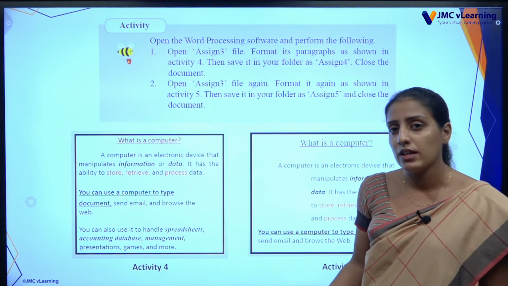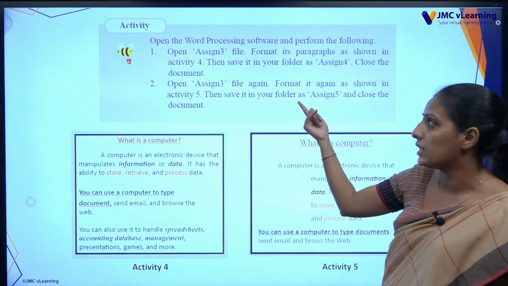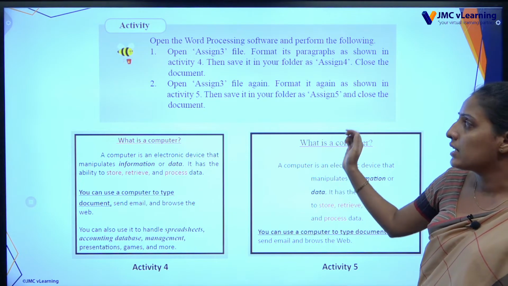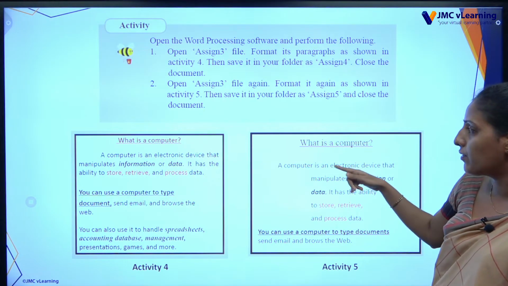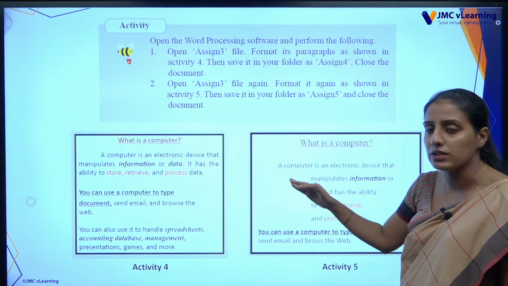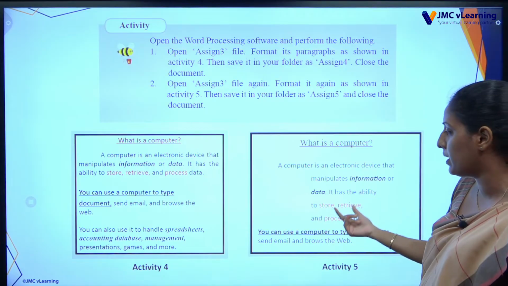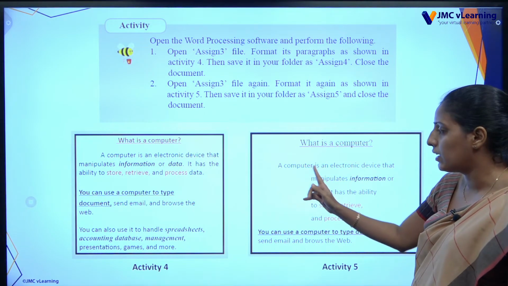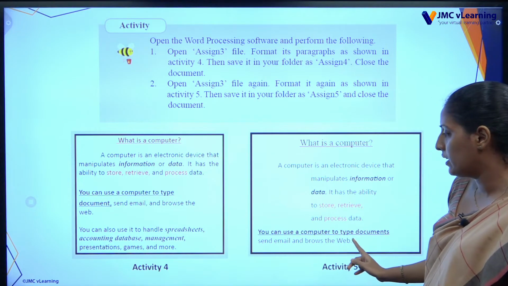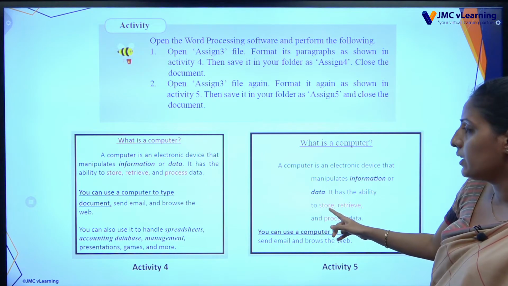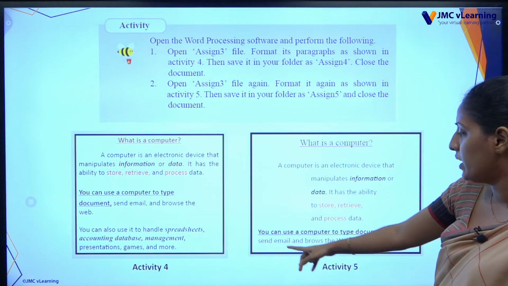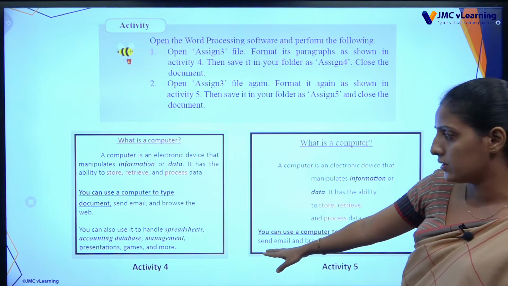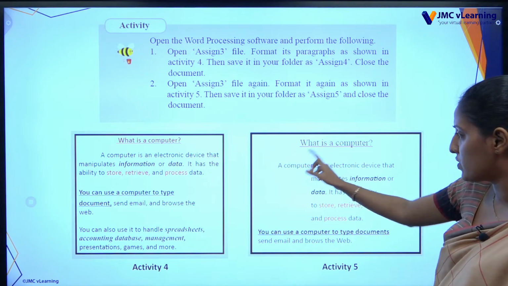Then they are asking to open the assign 3 file again, format it again as shown in activity 5 and then save it as assign 5. Now again you have to change into this format, that means the sentence "computer and electron" should be centered, and the whole process you have to center. Then this one has the same formatting, it is not changed, so this should be centered.